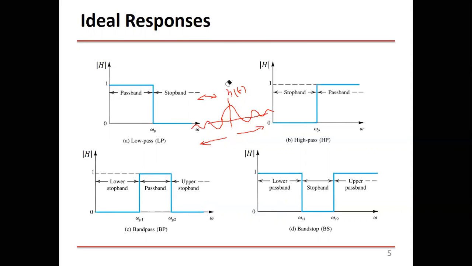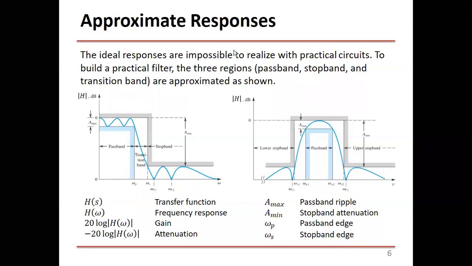This is why we make an approximation, not the ideal response. Now we go to the approximation. These are the approximated responses. The ideal responses cannot be realized in real life in a practical circuit. So to build a practical filter, we have to compromise a little bit with these three regions. They are approximated according to the given specification.